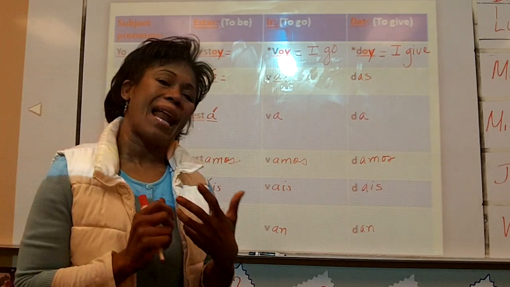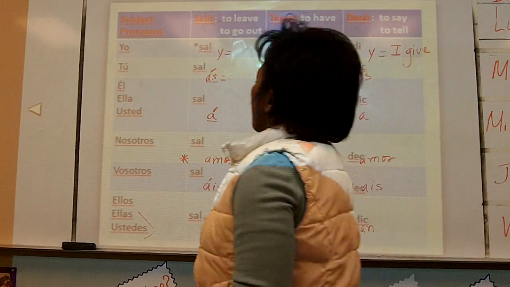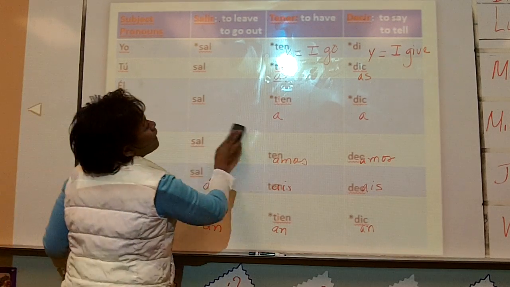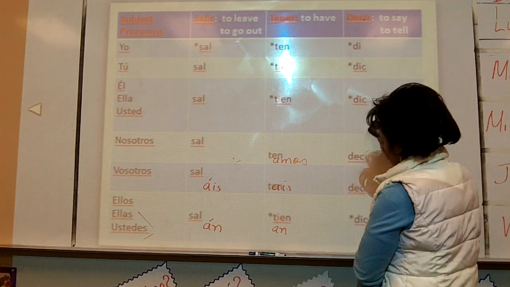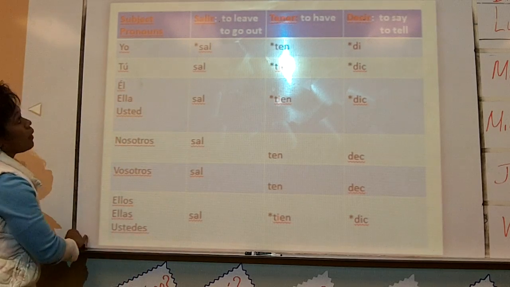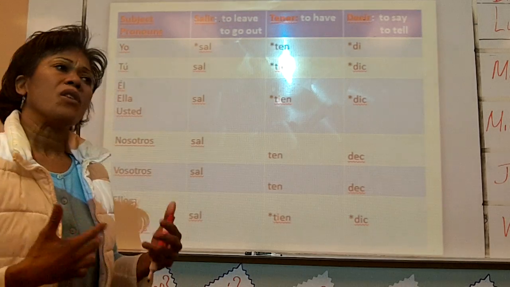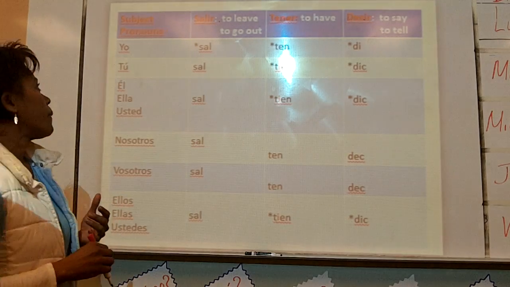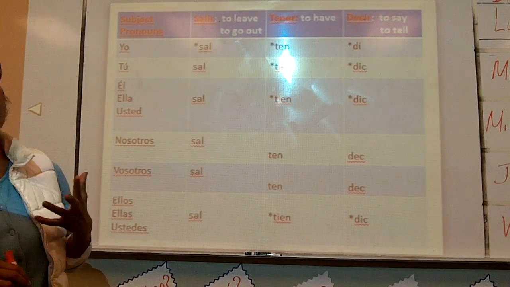The next one and the last one we're going to go over, if I may, are the verbs salir, tener, and decir. Okay, so these are also irregular verbs. And we have seen this in class before, so it would be easier for you. I hope that this explanation will be easier for you to understand. Okay, salir means to leave or to go out, tener to have, and decir to say or to tell.